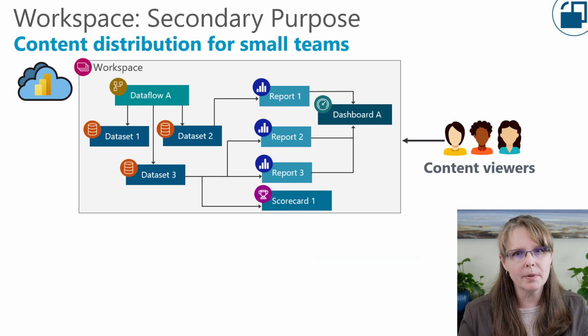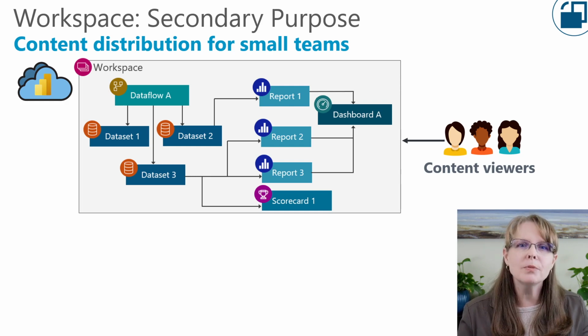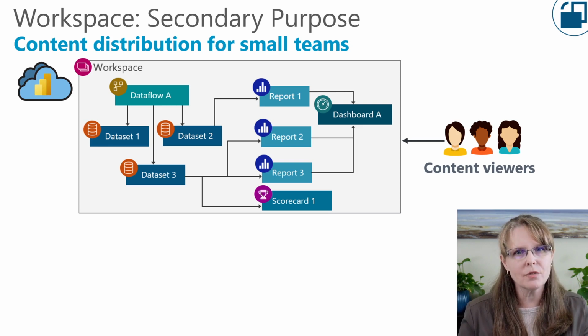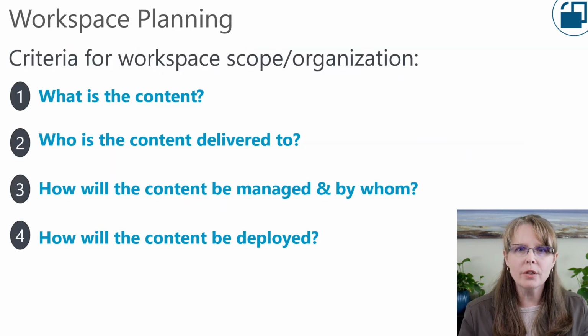A secondary purpose of a workspace is to distribute or deliver content for small teams. Here I'm depicting using the workspace for viewing content without an app for the moment. As we talked about in the previous module, if you're trying to use PBIX files on a file system for viewers, that's a pretty hard thing to do well. So at this point, we know workspaces are really important for collaboration and distribution. Now we can start thinking about the criteria for workspace planning.